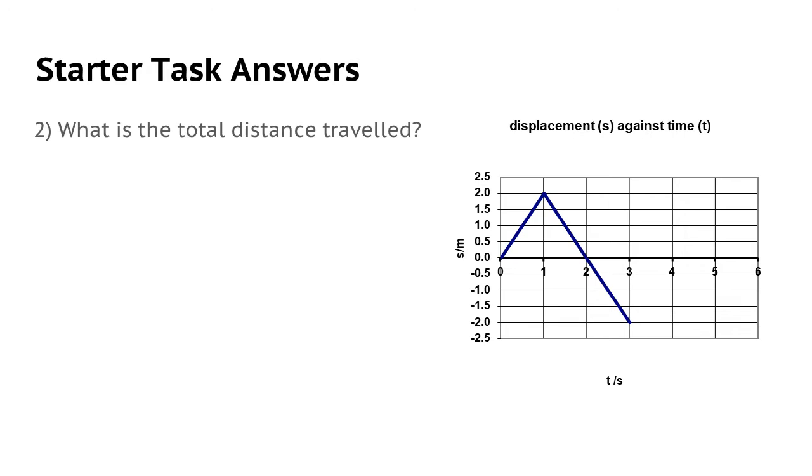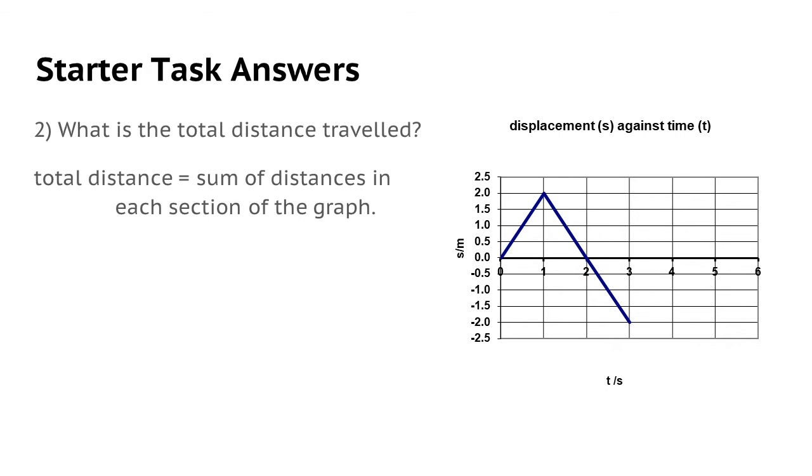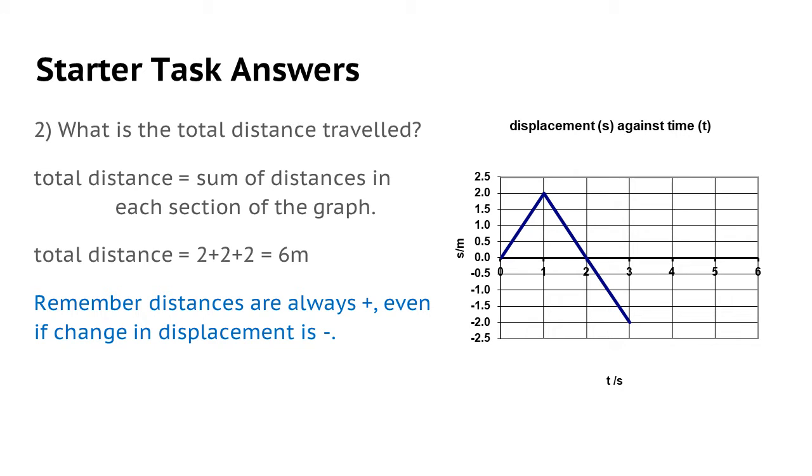The second part of the question was looking at the total distance travelled. Remember, the total distance is the sum of the distances in each section of the graph. So, in this case, the total distance is 2 plus 2 plus 2, which equals 6 meters. Remember, distances are always positive, even if the change in displacement is negative.